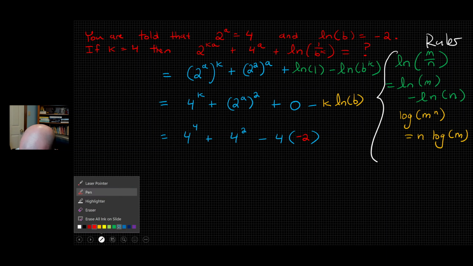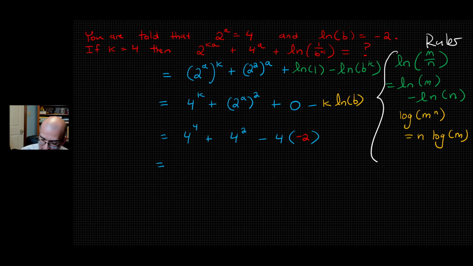Okay, now we got to simplify. 4 to the power of 4 is 4 times 4 times 4 times 4. 4 squared, 4 times 4 is 16. -4 times -2, positive 8. So we have 4 times 4 is 16, times 4 is 64. So 64 times 4 plus 24. So that's going to be 256 plus 24, so 280 would be the answer.